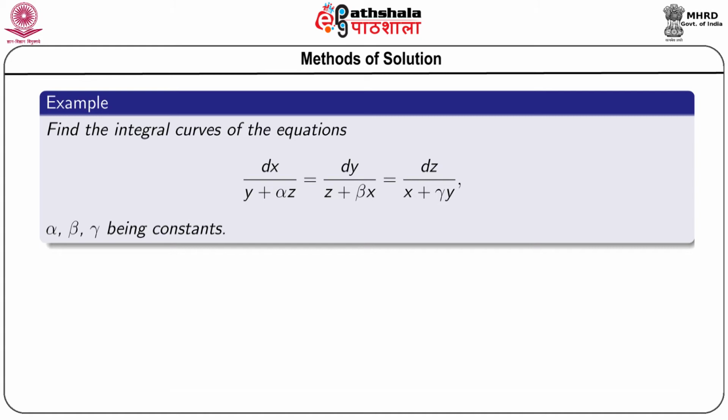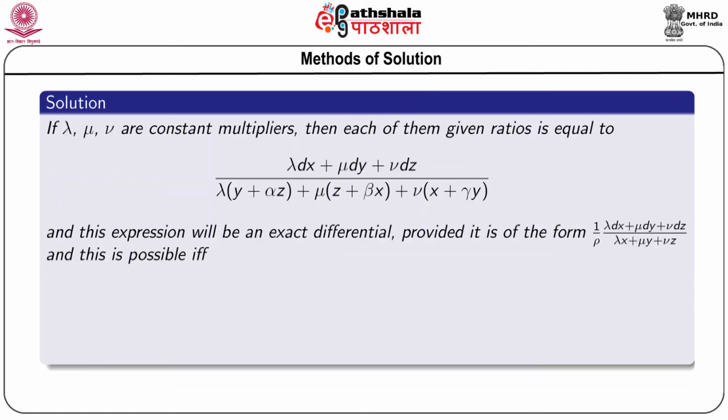Now, let us take this example. Using method 2, we want to find integral curves of this equation. This is our p, this is our q and this is our r, and in this equation alpha, beta, gamma are constants. Now we multiply the numerator with lambda dx plus mu dy plus nu dz divided by this. Now, we want to find the values of lambda, mu, nu such that each of the expressions is an exact differential.